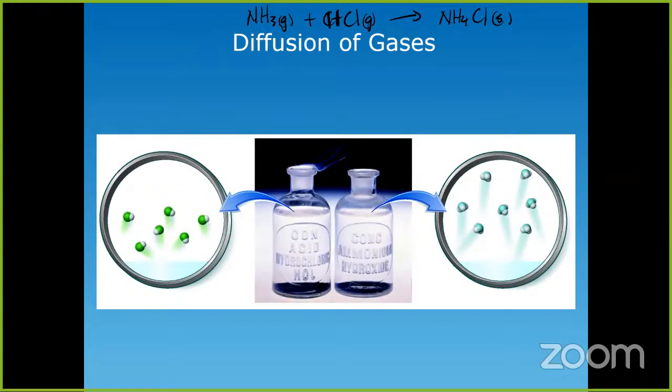Ammonia. Why? Because it has a lower molar mass, exactly. If you calculate the molar mass of ammonia, it's about 17. The molar mass of hydrogen chloride is about 36.5. Okay, so with that in mind, why do you think that the ammonium chloride is formed closer to the bottle containing the hydrochloric acid and not closer to the bottle containing the ammonium hydroxide?